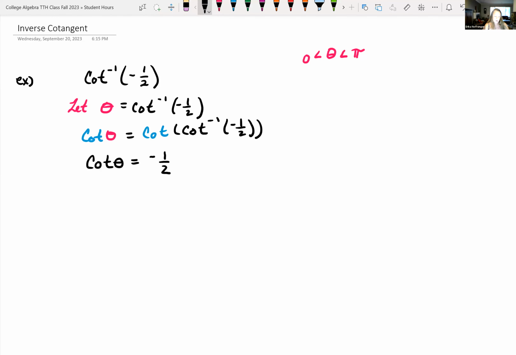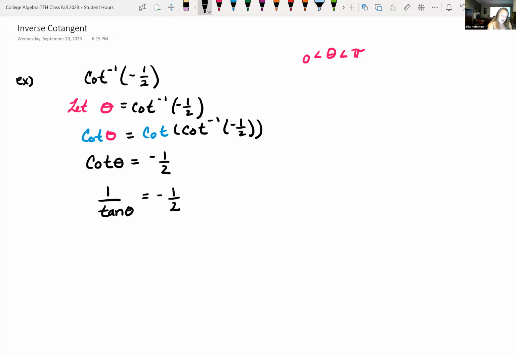Let's rewrite cotangent theta with its reciprocal function. Cotangent theta is the same thing as 1 over tangent of theta, and this is equal to -1/2. We want to solve for theta here, so we want to get the term with theta all by itself. We don't want the tangent theta in the denominator.